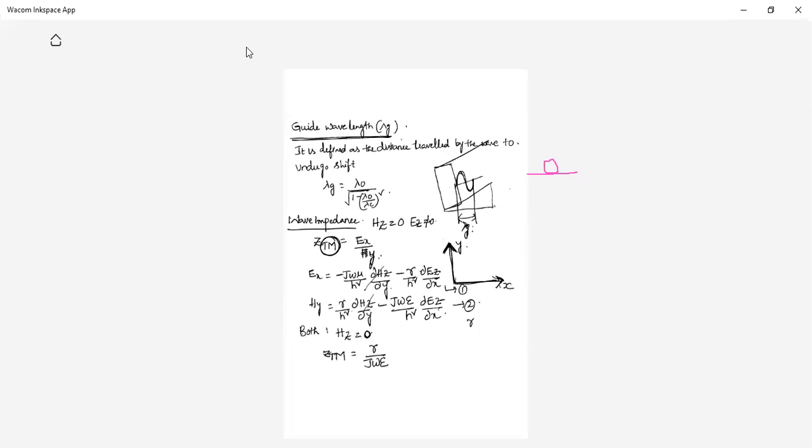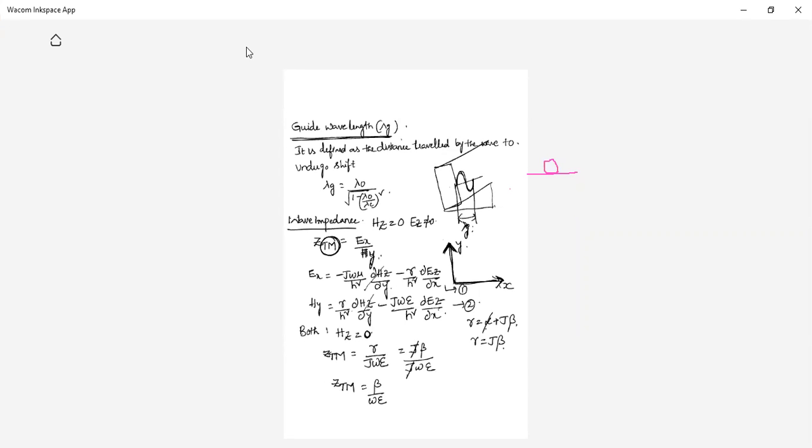What is gamma? Gamma is equal to alpha plus j beta. Alpha is the attenuation constant. We are not interested in the attenuation constant; we are interested only in the phase constant. So instead of gamma, we can write j beta by j omega epsilon. The j gets cancelled. So ZTM can be written as beta by omega epsilon. Is it clear up to this?